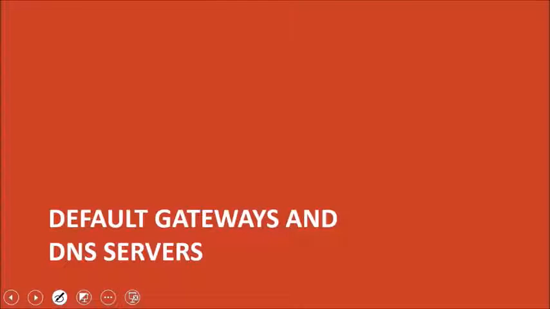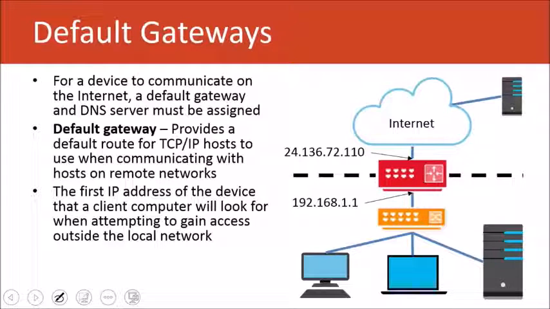So, okay, let's talk about default gateways and DNS servers. For a device to be able to access the internet, if you're on your computer right now, it has to have a default gateway. And you also probably will need a DNS server unless you are really good at remembering and recalling IP addresses. Default gateways provide default routes for TCP and IP hosts, our computers and devices, to use when communicating with hosts across the internet. So anytime you send a text message, this process, default gateway is probably being used.